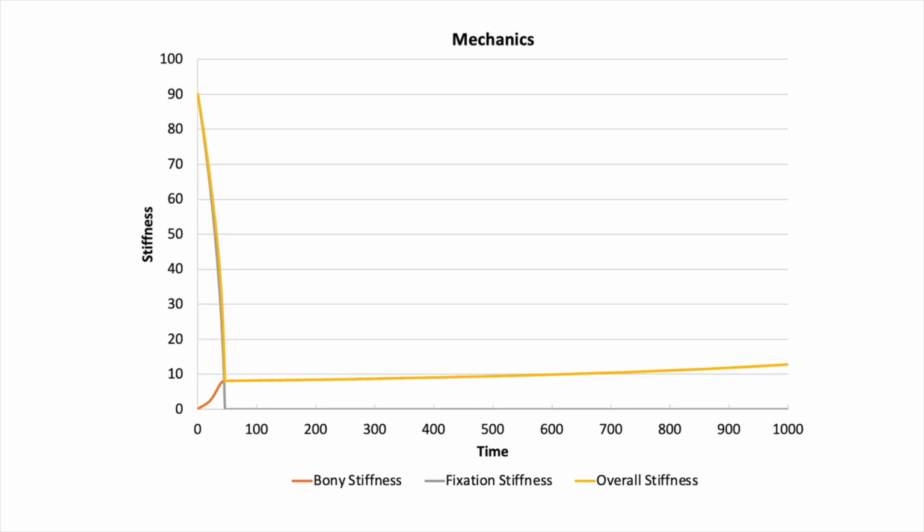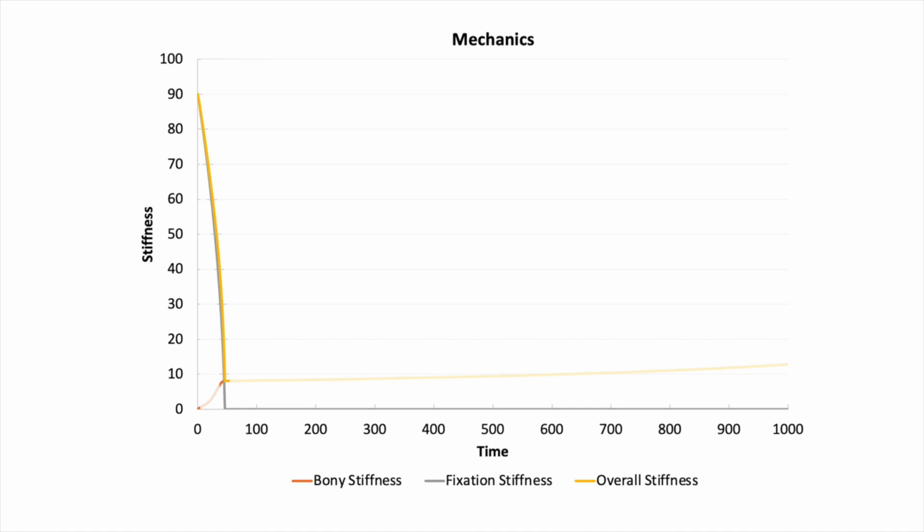Here is a mechanics graph of a different situation. If we focus on the fixation stiffness line, we can see that the fixation stiffness starts high, but falls dramatically, and eventually hits zero stiffness, which means that the fixation broke and failed.